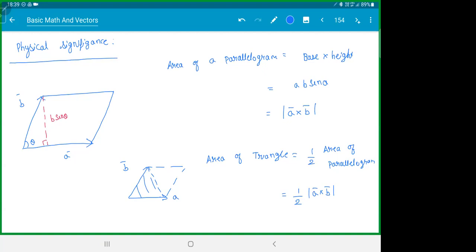Now let's see how to actually calculate this A cross B. We need to use something called a 3 into 3 determinant.